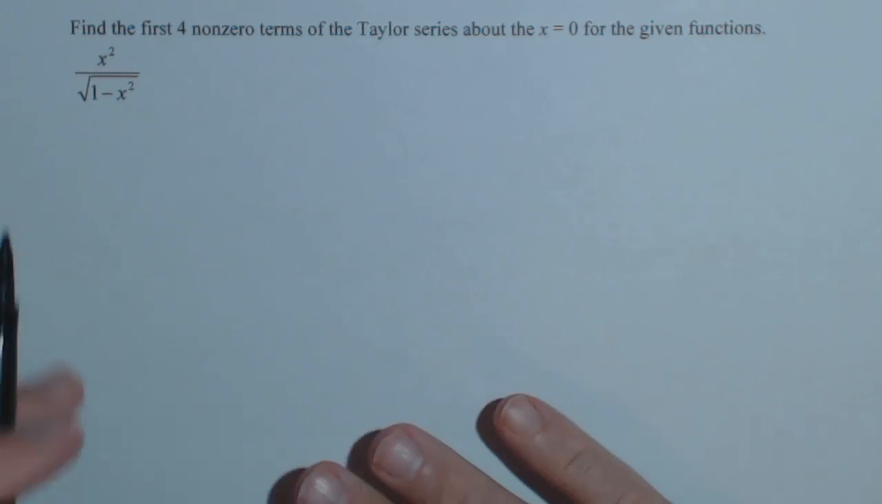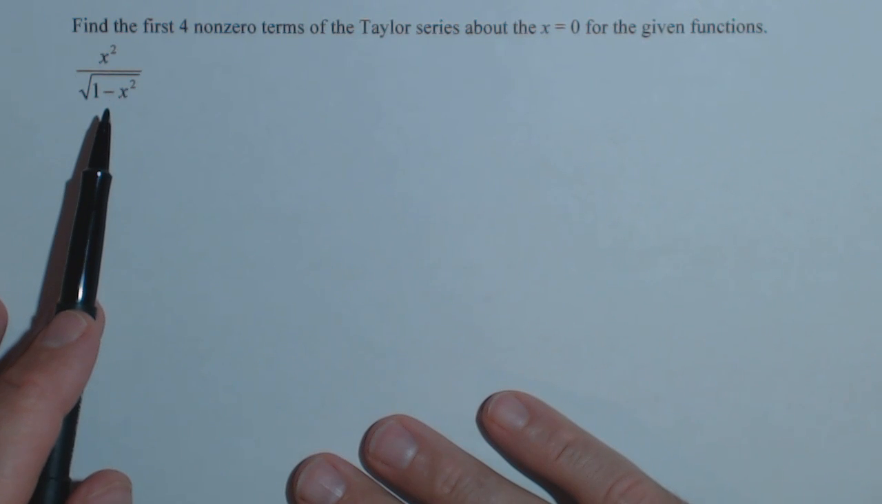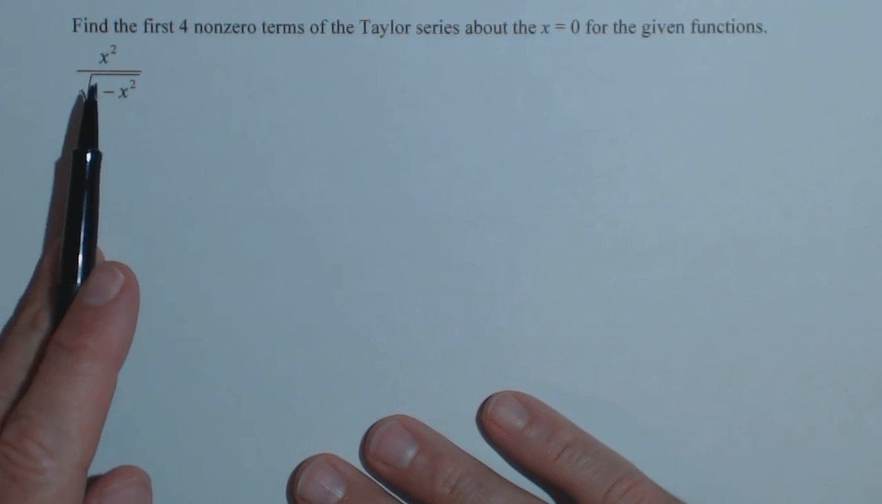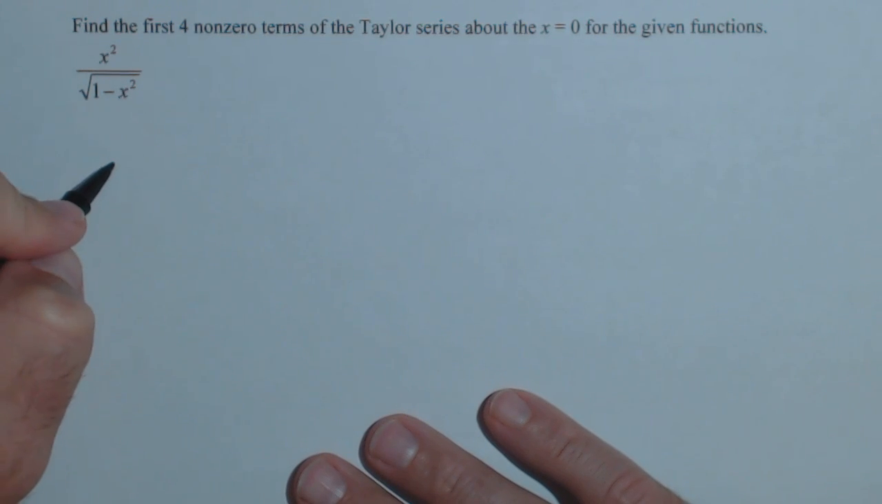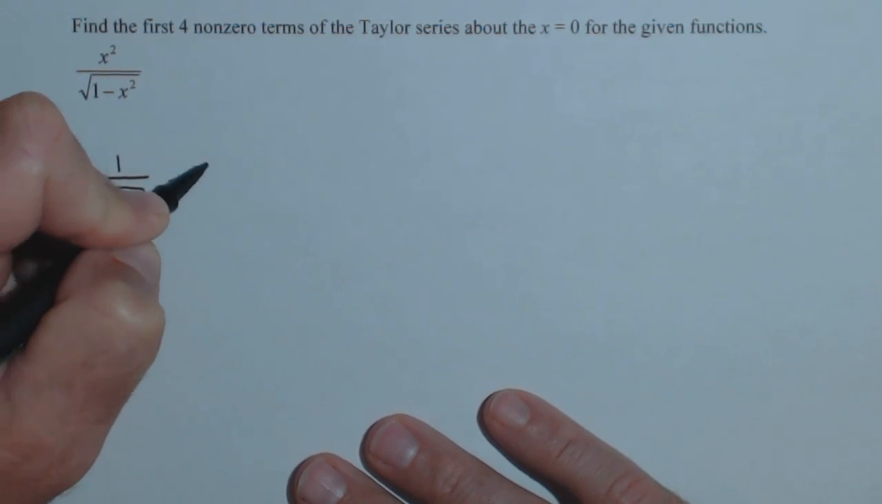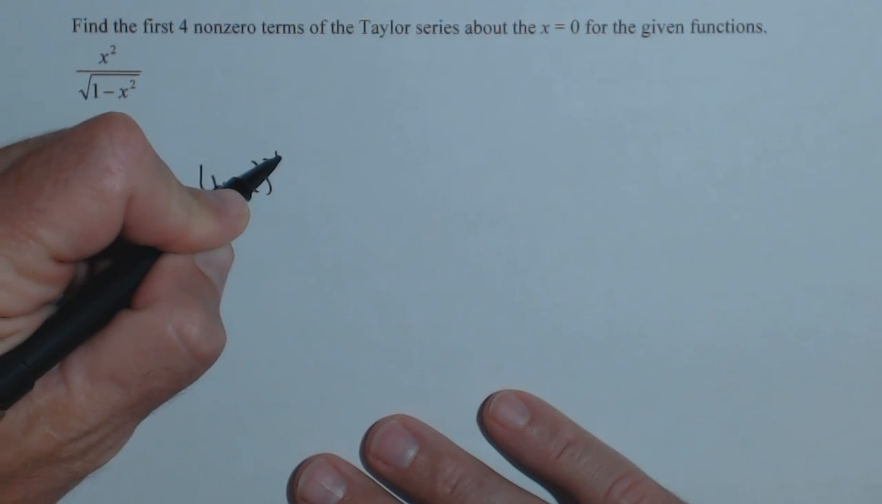So we're going to find the first four non-zero terms of the Taylor series about 0 for the given function x squared over square root of 1 minus x squared. If we start taking derivatives of this guy, it's going to get messy really quick. So what we're going to do is just find the Taylor series of 1 over square root of 1 minus x, or 1 minus x to the negative 1/2.